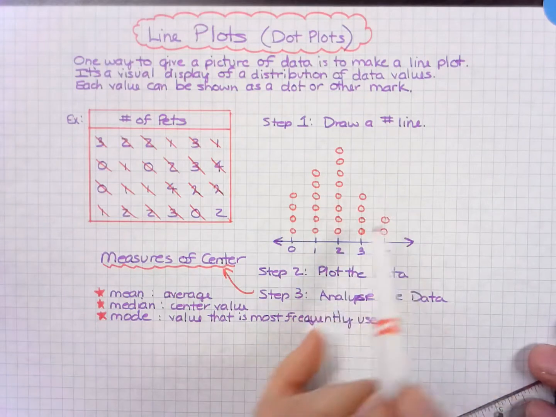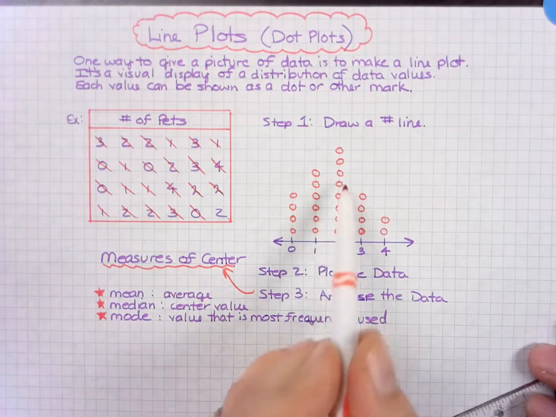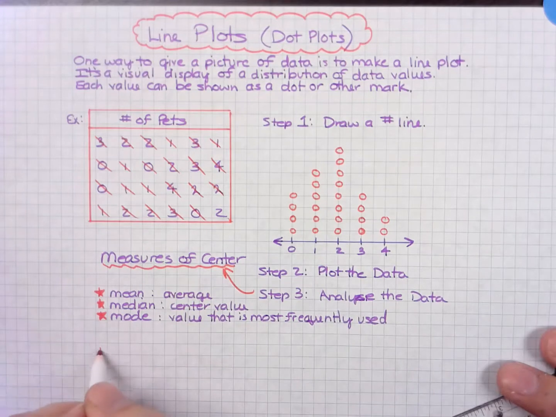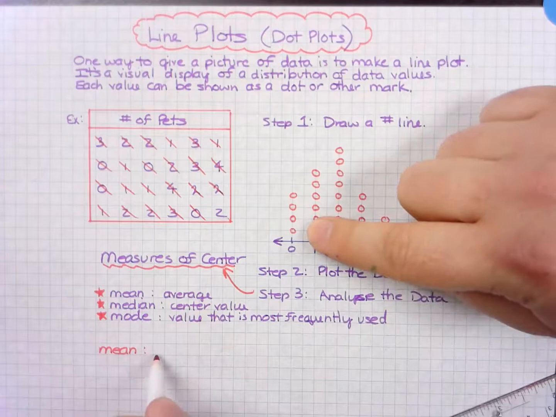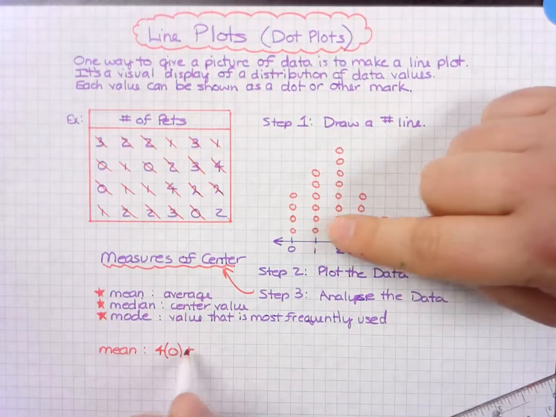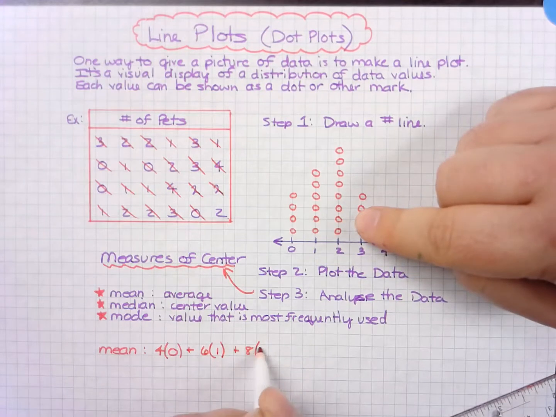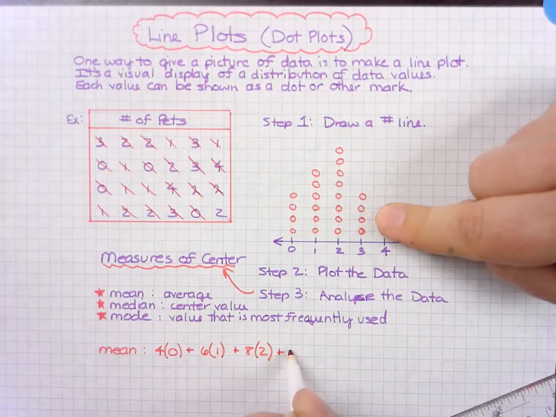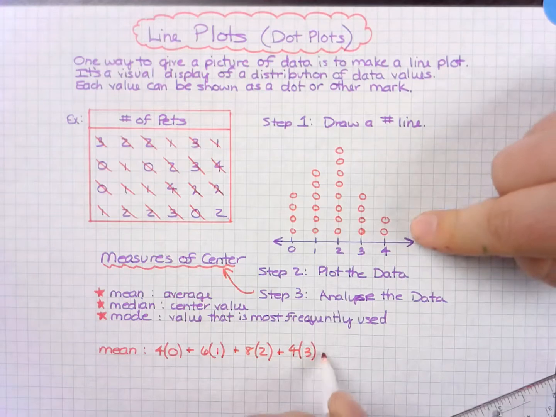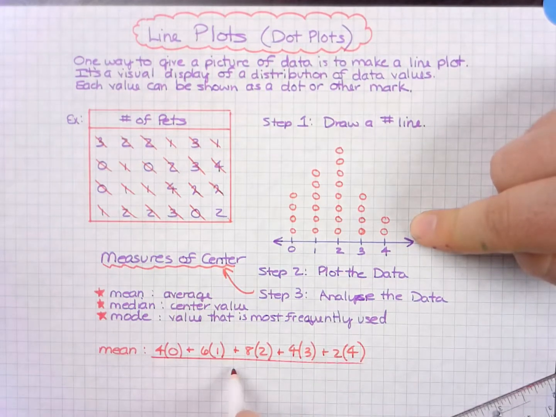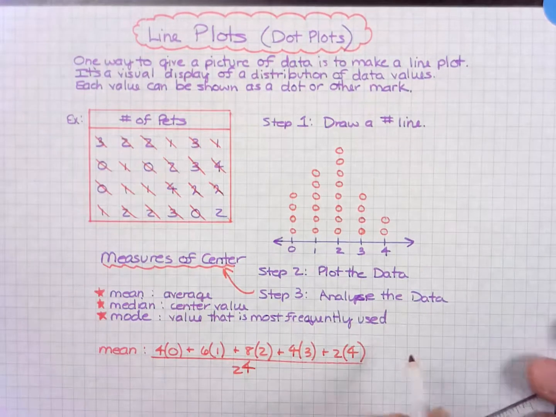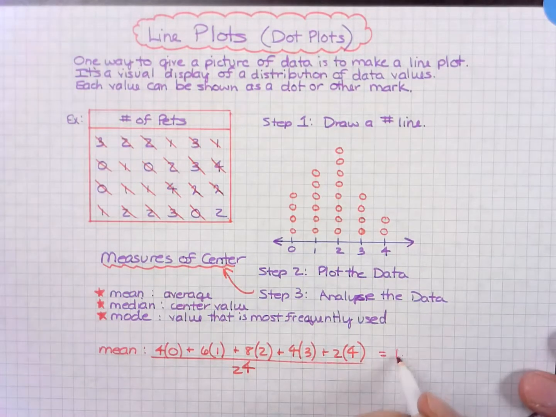The nice thing about this is it actually gives me a frequency for each value. And so my mean could be expressed as 4 times 0 plus 6 times 1 plus 8 times 2 plus 4 times 3 plus 2 times 4, and all of that over 24. And that will give us a mean of about, or actually exactly, 1.75 pets.